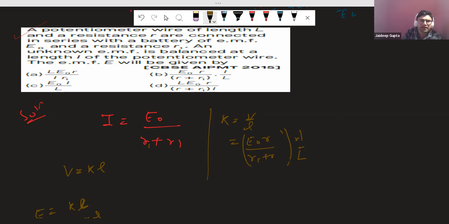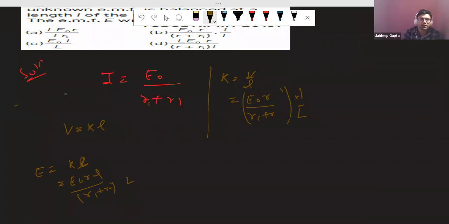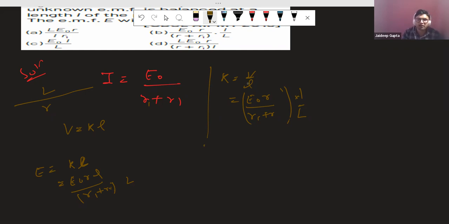An unknown EMF is balanced at a length L. To calculate the EMF, V equals K times L. First of all, we need the total potential drop, and the potential gradient K equals V over L. Let the wire have length L and resistance R. The potential drop V equals IR, where I is E naught over R plus R1. R is the resistance of the total wire, and L is the length of the total wire. From here, we can calculate the value of potential gradient.